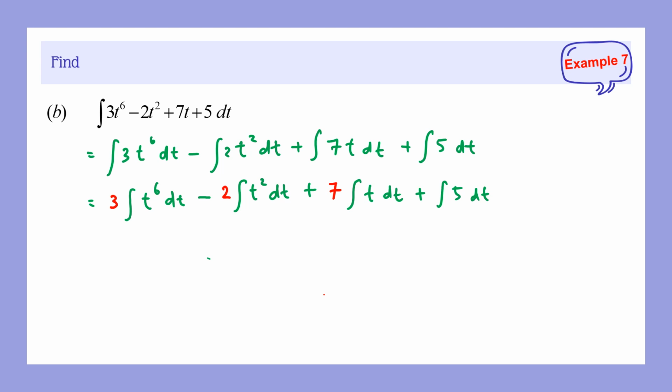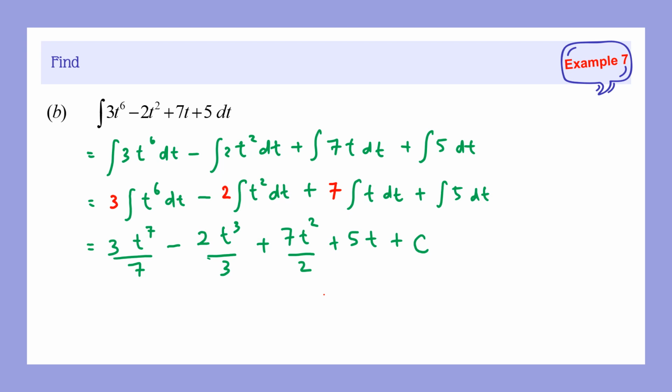Okay, so then we integrate one by one. The first one, we get 3t to the power of 7 over 7. The second one, minus 2t squared, so we get 2t cubed over 3. Then 7 times the integral of t, we get 7t squared over 2. Then the integral of 5 dt, we get 5t plus c.